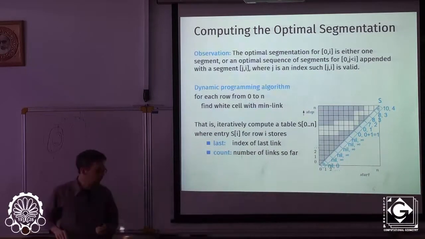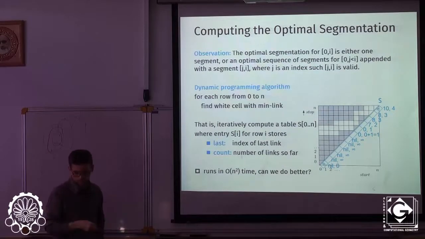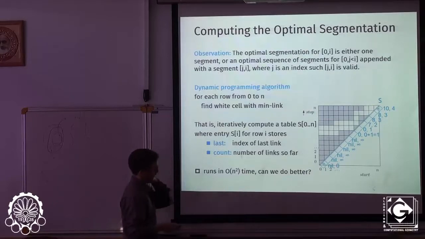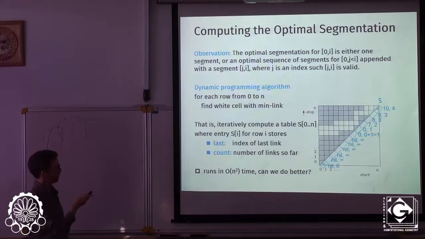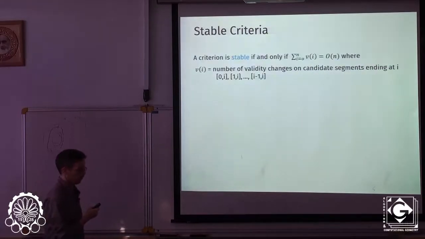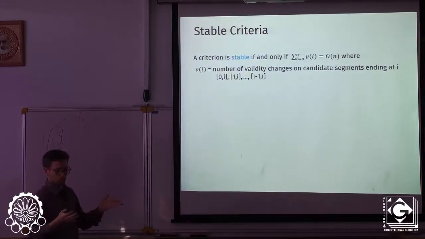Good. Okay, and this is, of course, a linear number of values to compute, and for each value in the worst case, I'm looking at the whole row. So this is a quadratic time algorithm. And now, quadratic time for big data is a bit slow. So now we want to do better. And we will do so by looking at a specific type or class of criteria, and I will argue that this class is actually a very relevant and big class, which allows us to solve most of the problems we're interested in, and that is what I call stable.